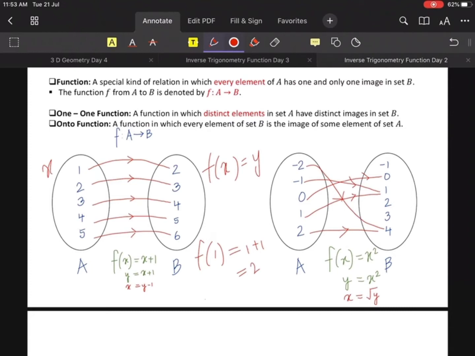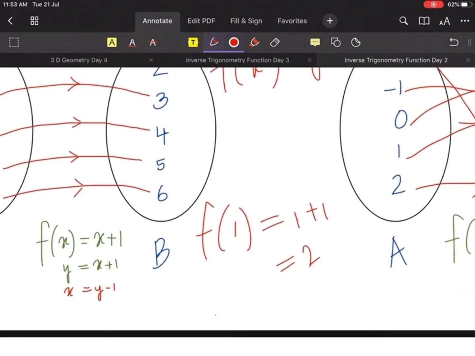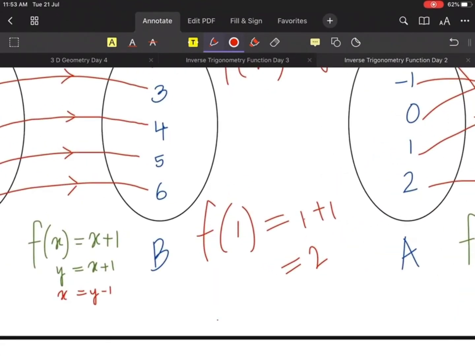So what is 1-1 and what is an onto function? Please write this down clearly. A function in which distinct elements in set A have distinct images in set B, that is a 1-1 function, and a function in which every element of set B is the image of some element of set A is an onto function. Am I clear? Okay, and a function is denoted by f(x).